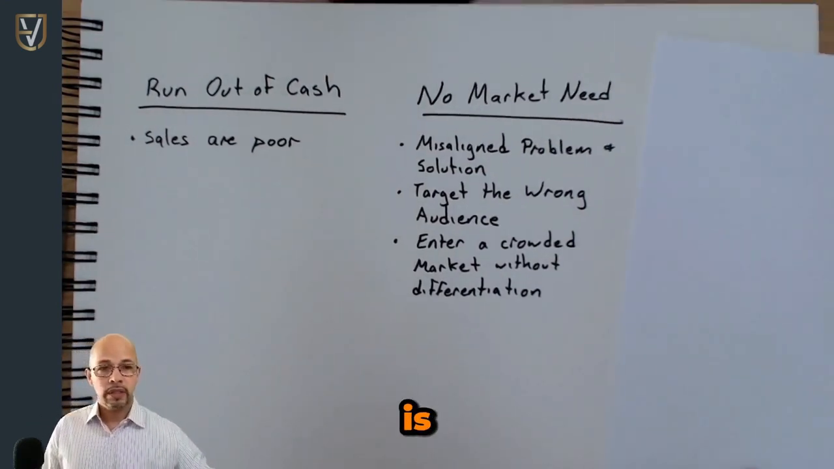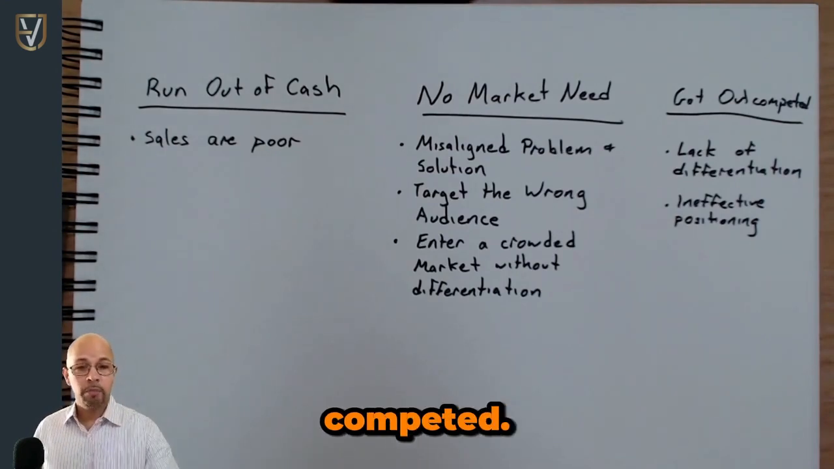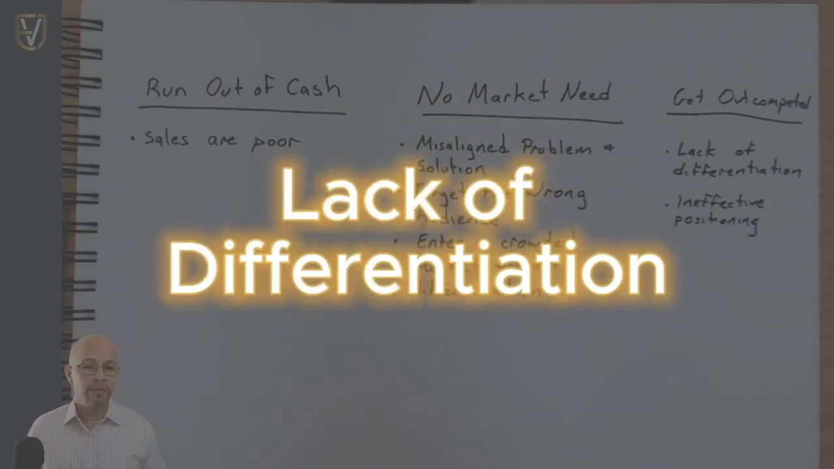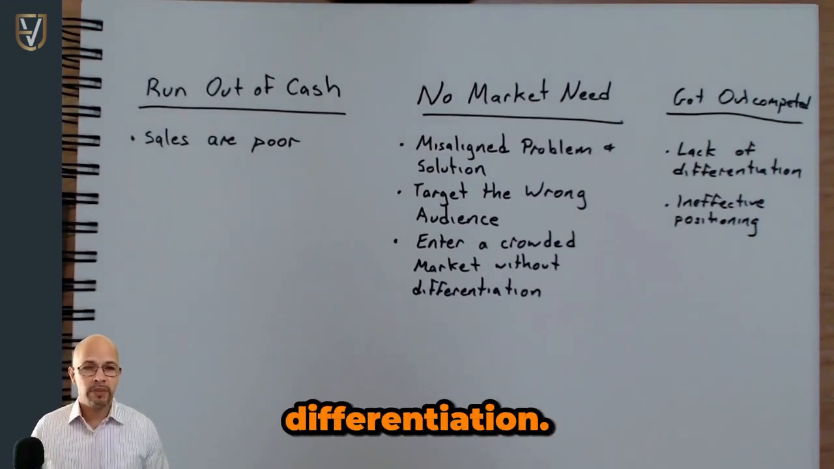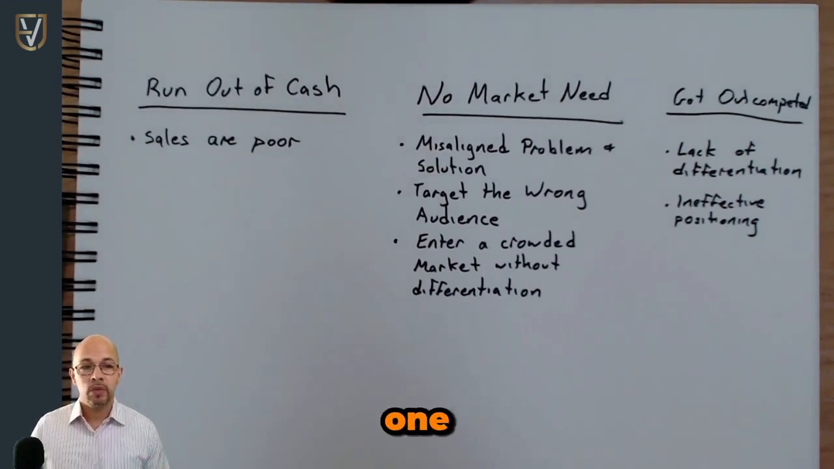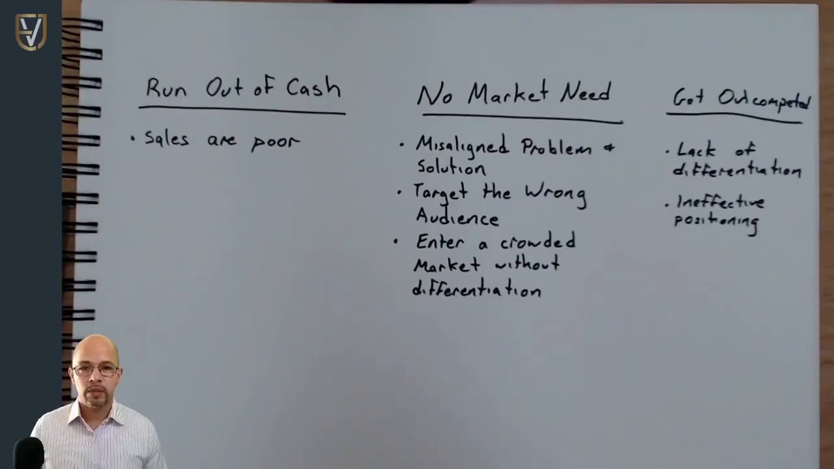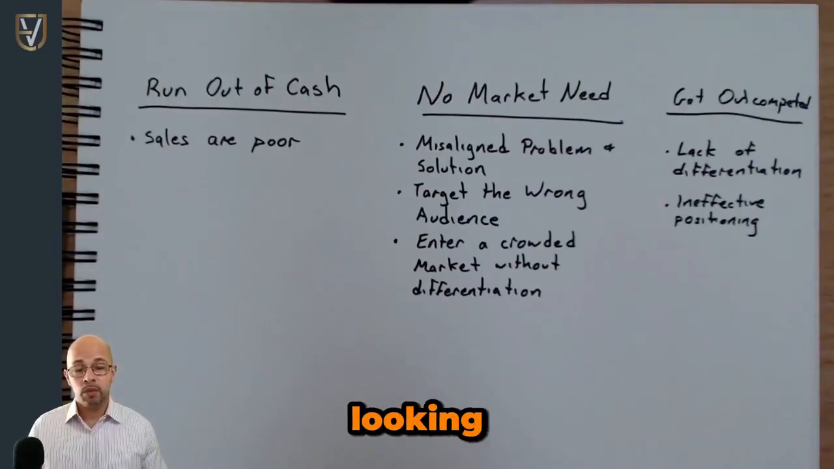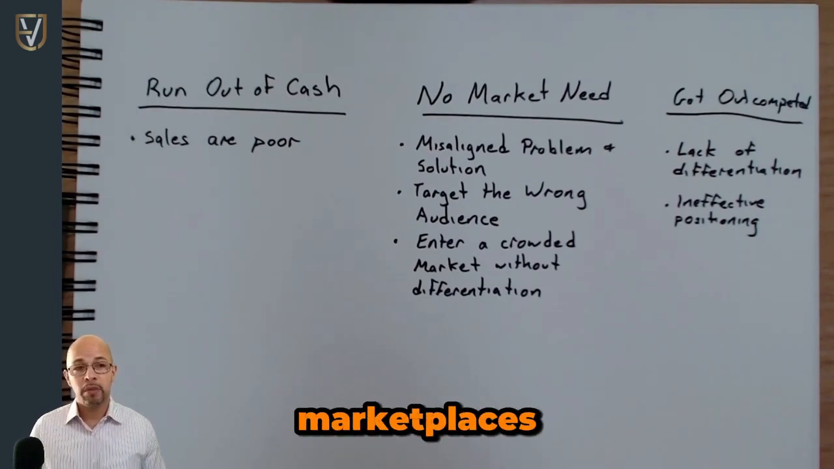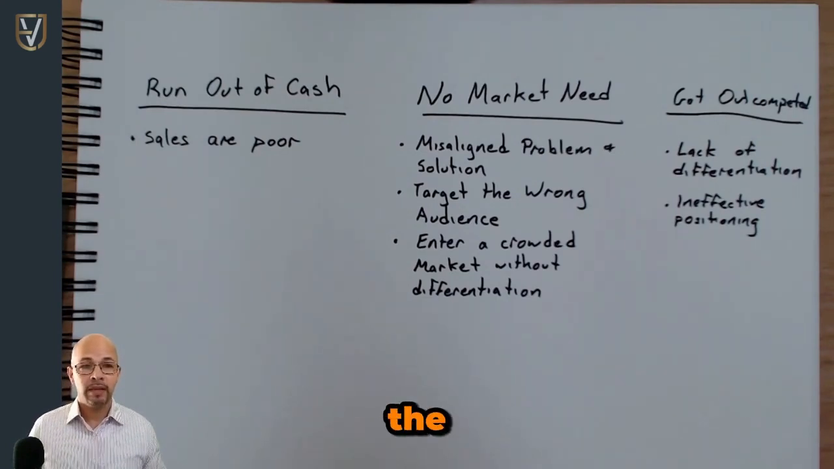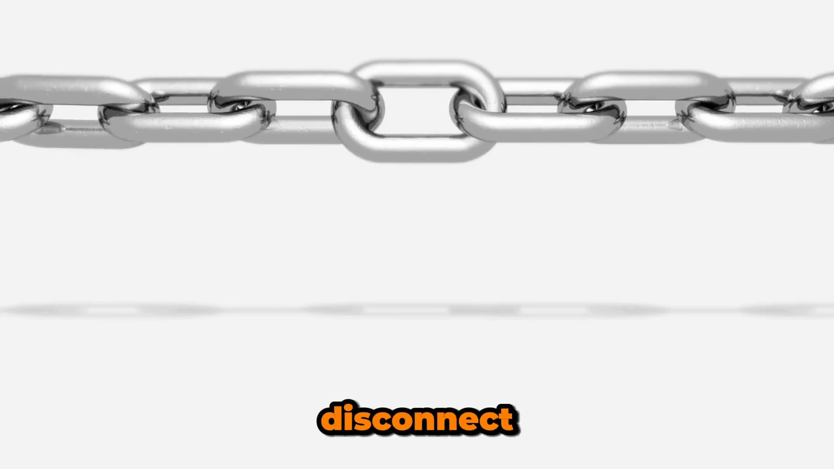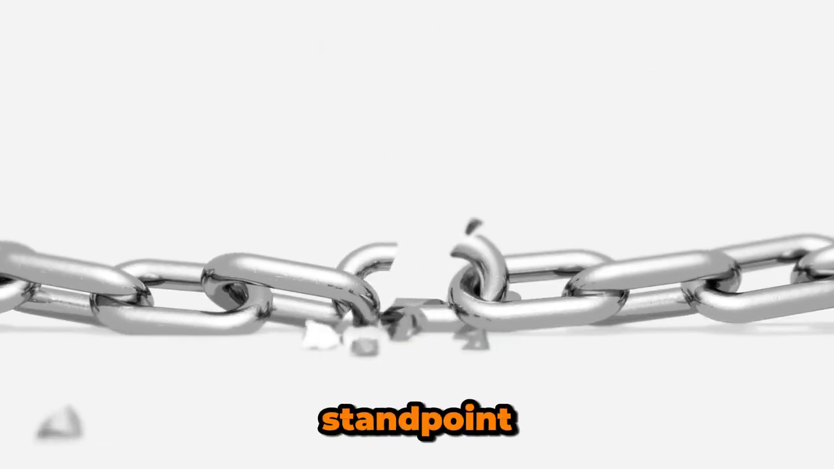And then the third reason is getting out competed. So here is about a lack of differentiation, which I already touched on, what makes differentiation. And then the second piece to this one is ineffective positioning. Essentially, what that means is entrepreneurs and business owners are looking in the wrong location. So for example, if we're looking at digital marketing or digital marketplaces, it may be possible that a lot of the audience happens to be in YouTube, but the entrepreneur and business owner is really focused on Facebook. So there's a disconnect there from a positioning standpoint or a channel standpoint.